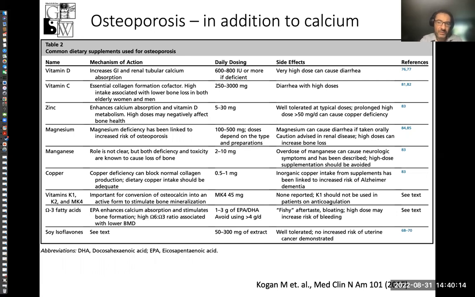Copper is also a little bit of concern. And if you see it on the slide, it says that there's increased risk of Alzheimer's with excess of copper. It's unlikely you're going to have an excess of copper when you have a 20:1 ratio of zinc to copper.